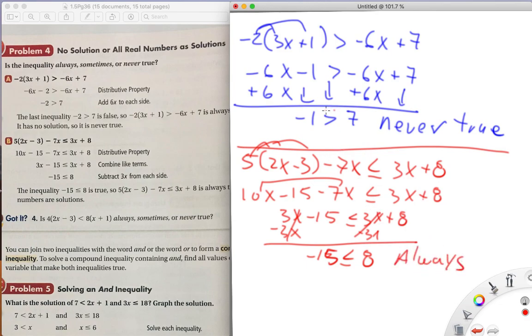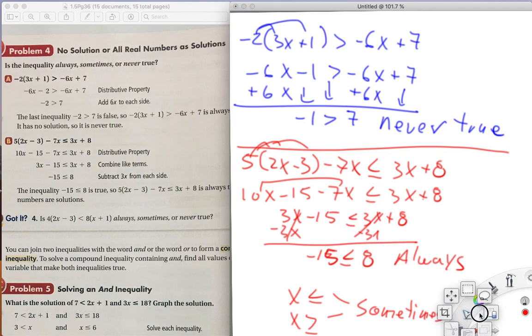So it's never when the inequality doesn't make sense, and then it's always when the inequality is true. When is it sometimes? It's only sometimes when it's going to be x is less than something, or x is greater than something, or equal to something. So this would be the sometimes scenario, just in case you were wondering.